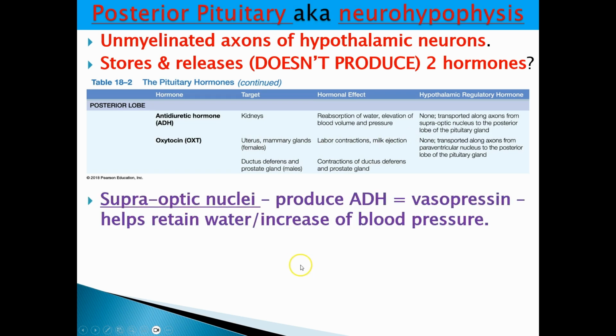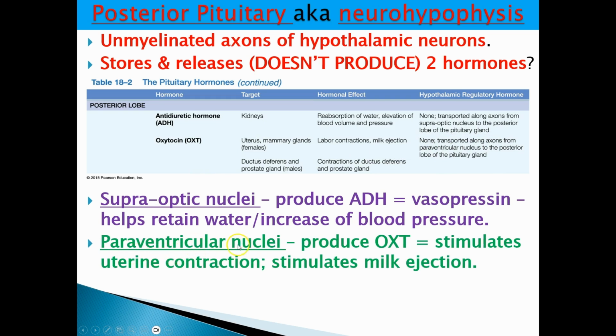The final detail that you need to know is what specific nuclei. And when we use nuclei of the brain, remember, these are like command centers or processing centers. So the supraoptic nuclei, that's going to be what produces ADH. And ADH is considered a vasopressin, which means it helps retain water or helps increase blood pressure. All right, the other nuclei, as you can see, is the paraventricular nuclei. So the paraventricular nuclei, that's going to be your oxytocin. All right, paraventricular, oxytocin. But these are the major hormones to note here.